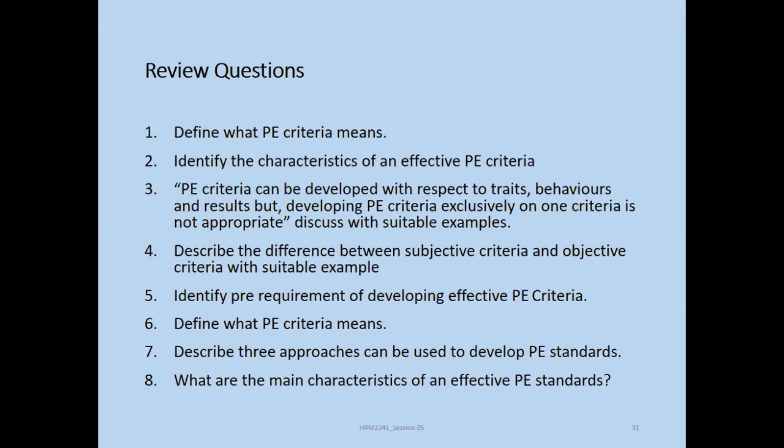The fourth question: describe the difference between subjective criteria and objective criteria with a suitable example. Identify the prerequirement of developing effective performance evaluation criteria. We already discussed that: job analysis, with proper complete information about the job to be evaluated. The sixth question should be changed to: define what performance evaluation standards mean. Then, the three approaches that can be used to develop performance evaluation standards. The last question: what are the main characteristics of effective performance evaluation standards? That is all. You can answer these questions as a review.